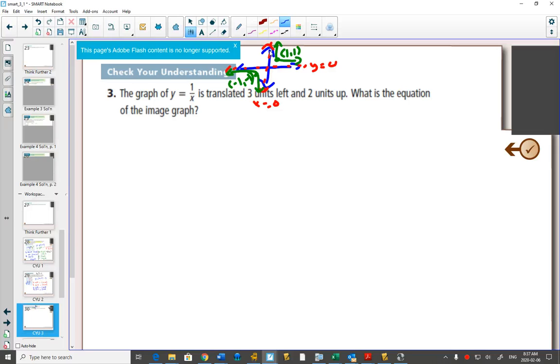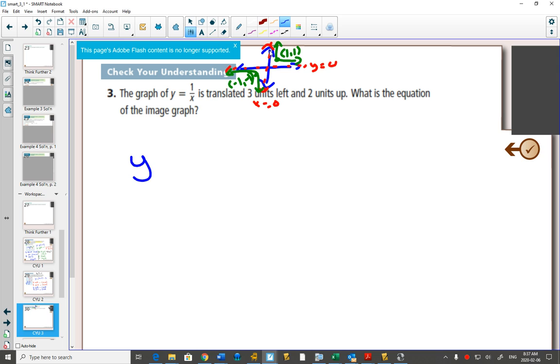And then you're asking yourself, okay, this is going to be translated 3 units to the left and 2 units up. So you can imagine this going 3 to the left and 2 units up. What is the equation of the image graph? So we don't have to graph it. We could, but we don't have to graph it. All we need to do is find the equation.